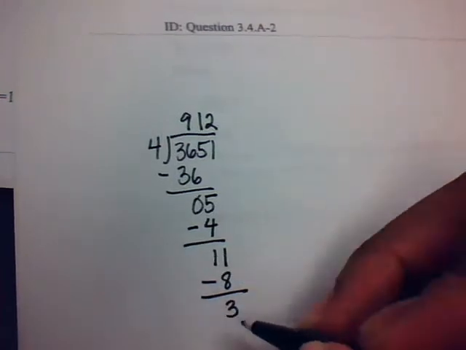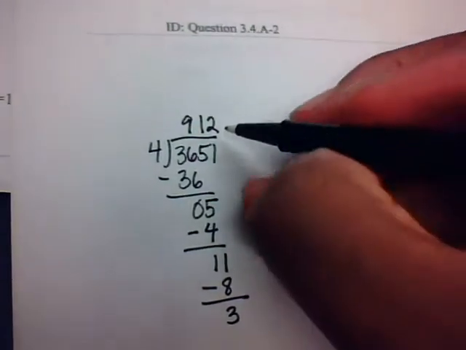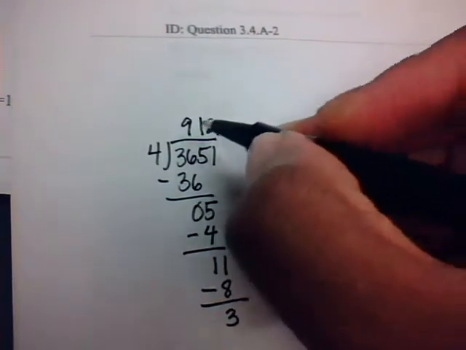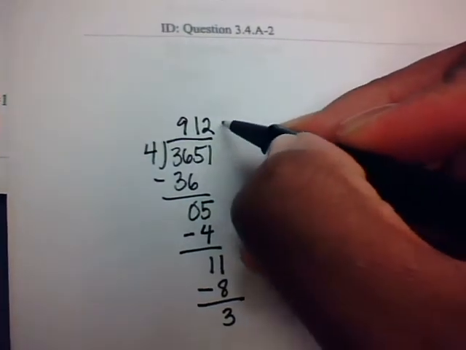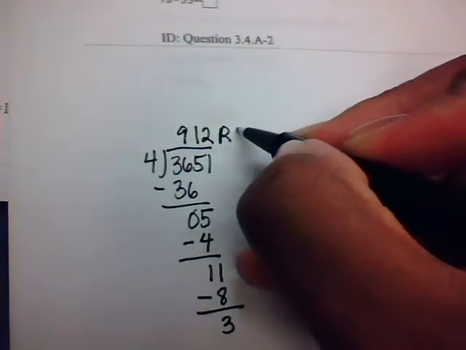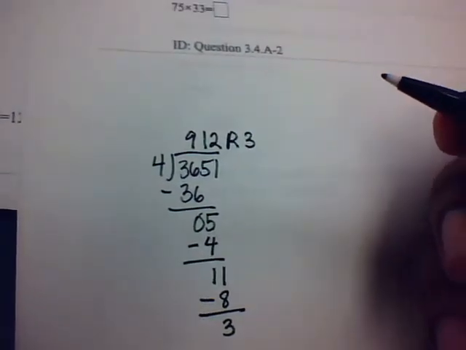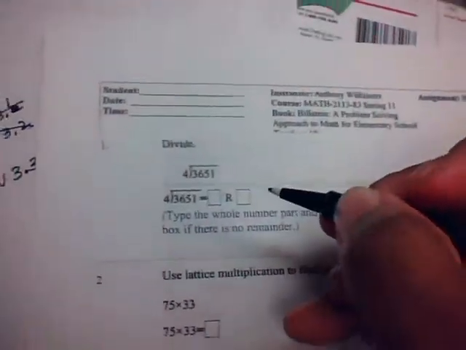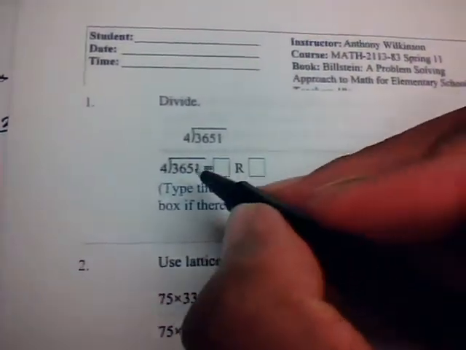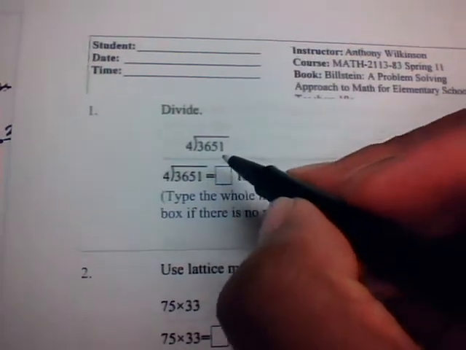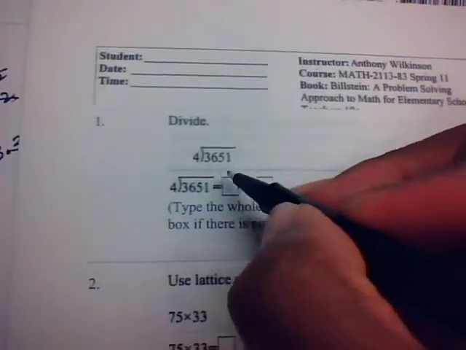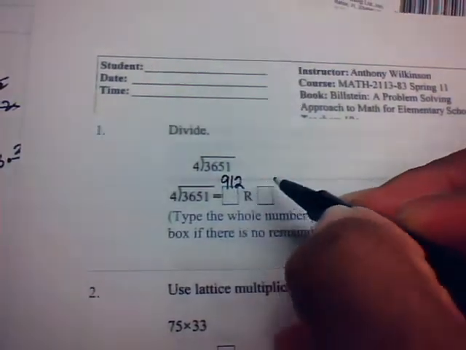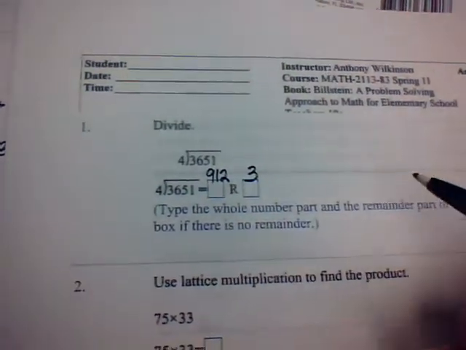In this case, our remainder is less than our divisor, so we can say that the whole number is going to be 912 with a remainder of 3. So to answer that question here, 4 divided into 3,651 will be 912 with a remainder of 3.